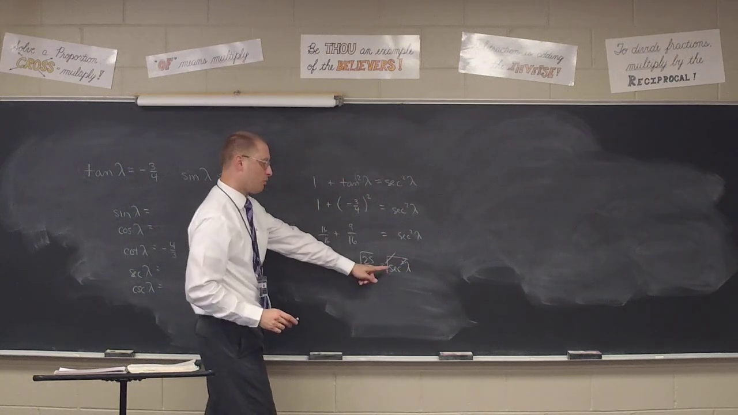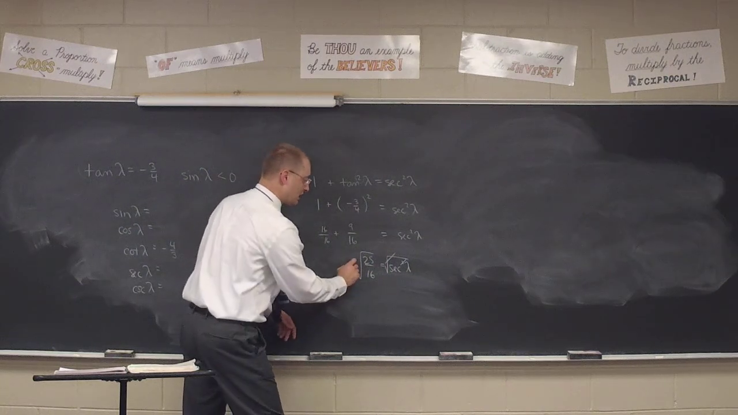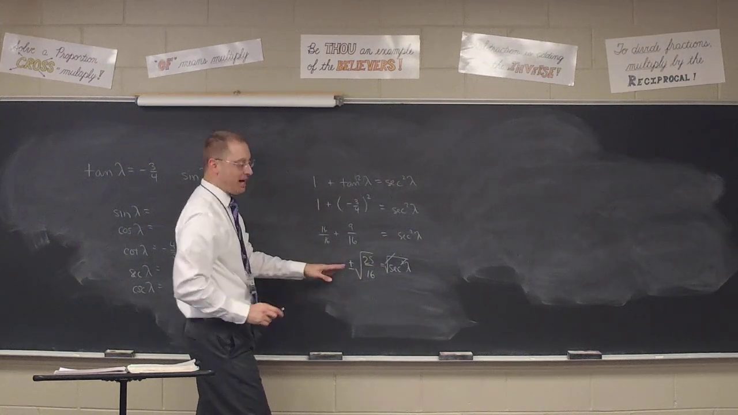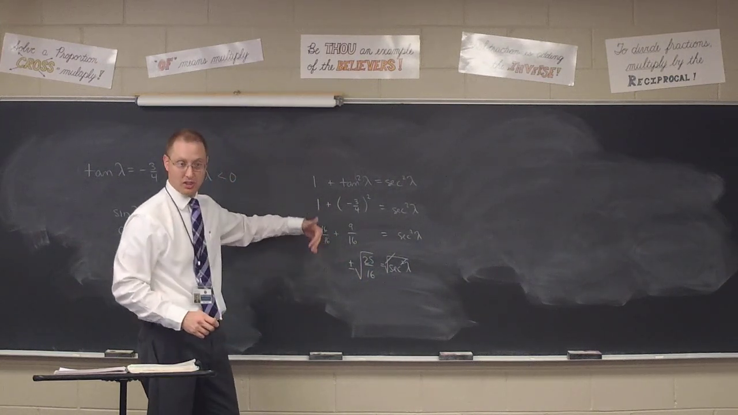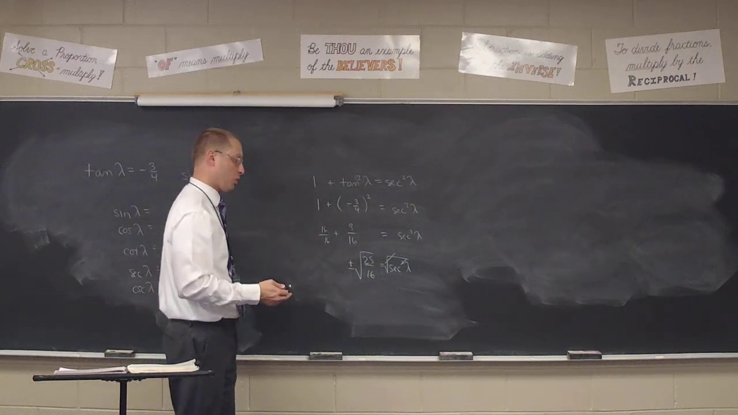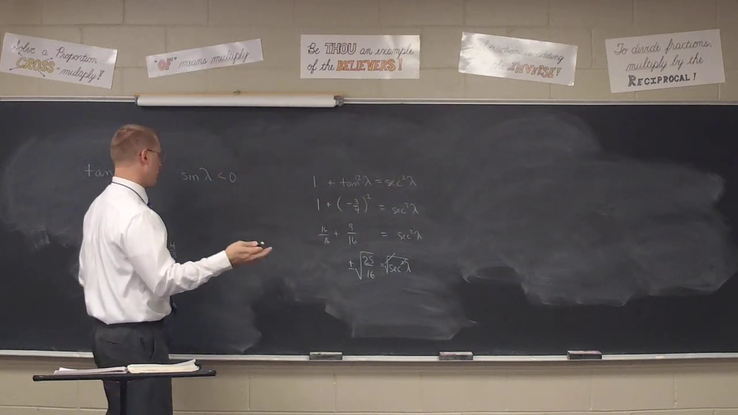And secant, when we take the square root over here, is technically positive negative, right? Positive negative doesn't mean both positive and negative in this case. It means you have to make a choice. Do I choose the positive or the negative?